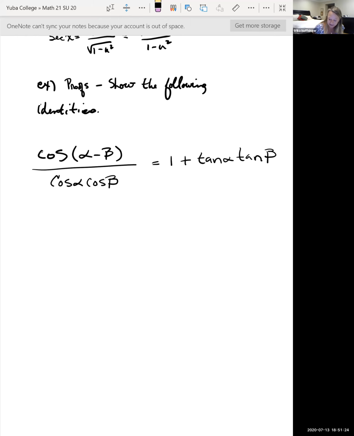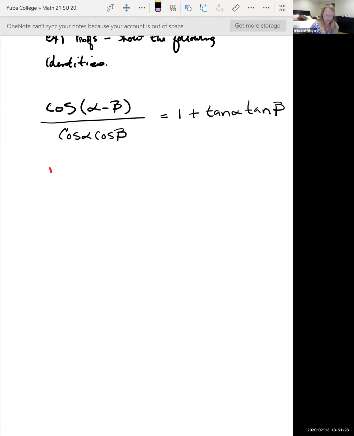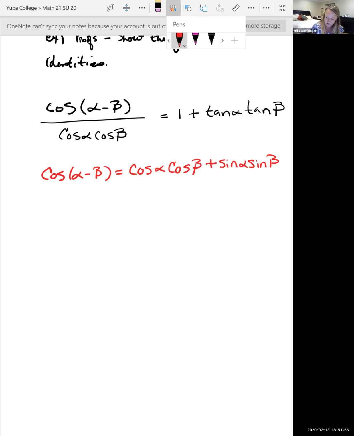So using the fact that cosine of alpha minus beta is equal to cosine cosine, so cosine alpha cosine beta, plus opposite sign, sine alpha sine beta. And we're putting that all over this cosine alpha cosine beta.